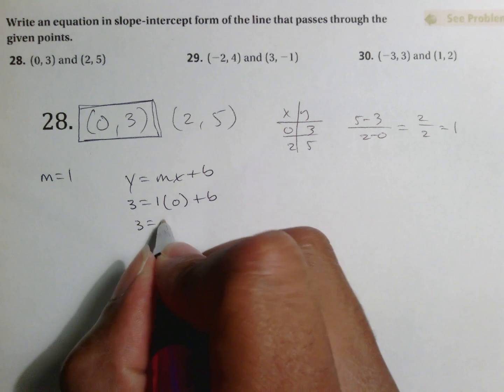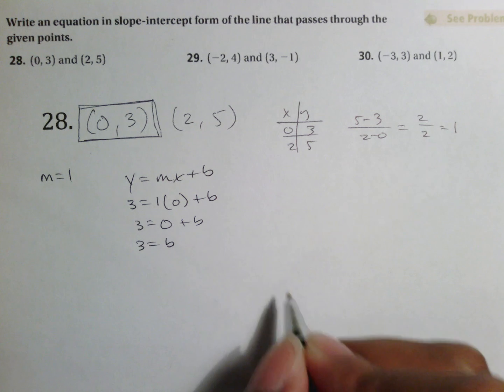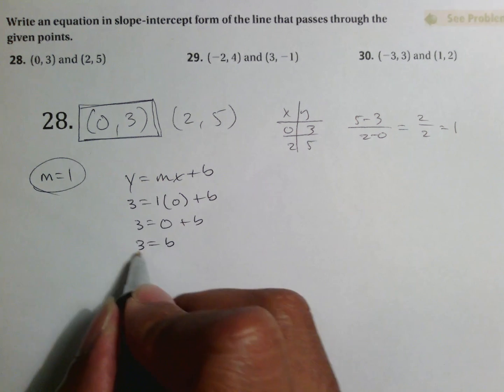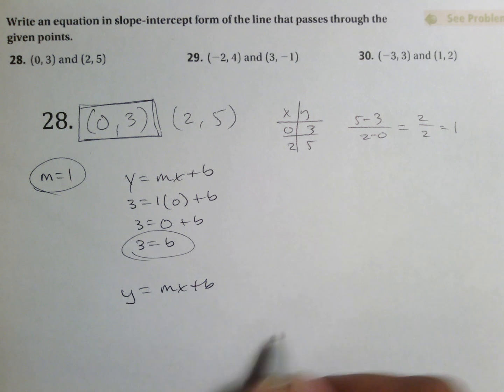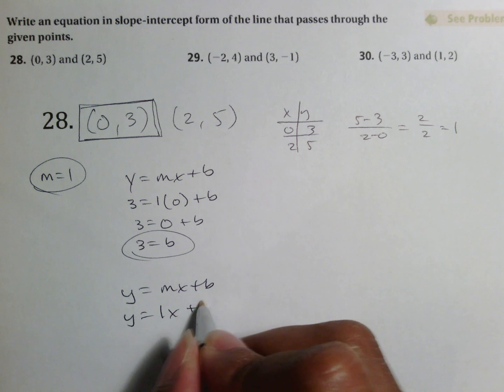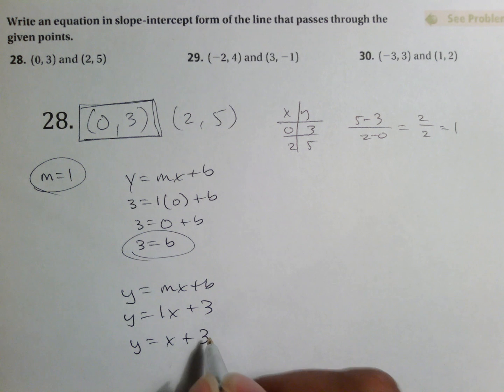1 times 0 would be 0 plus b, and of course 0 plus b is just b. So now we have here that m is equal to 1, we have here that 3 is equal to b, and we can go straight to our y equals mx plus b substitution to get y equals 1x plus 3, and of course we don't need the 1, so it would just be x plus 3.